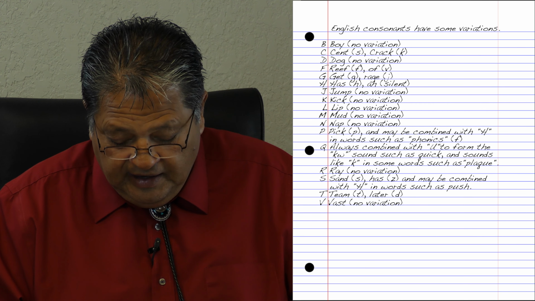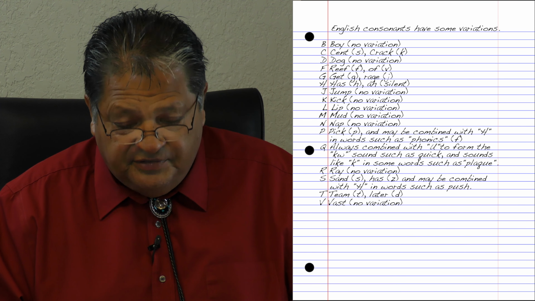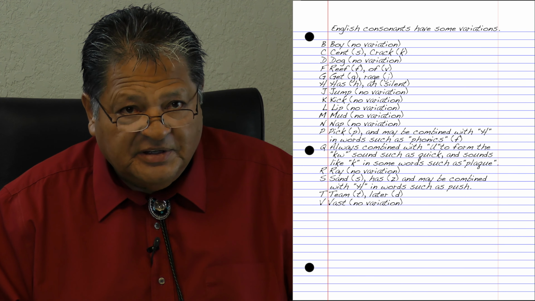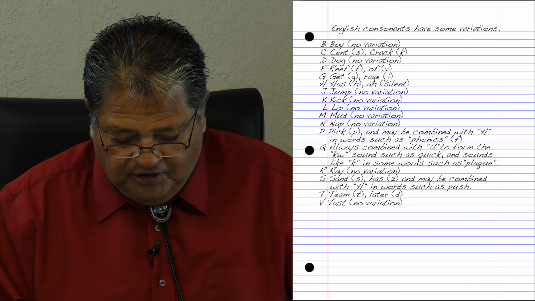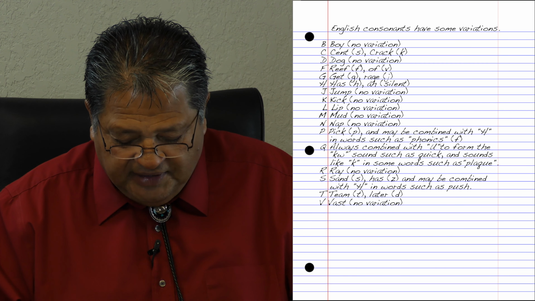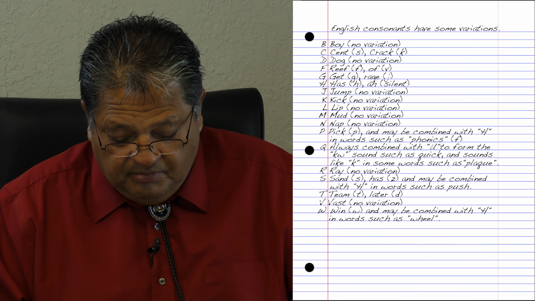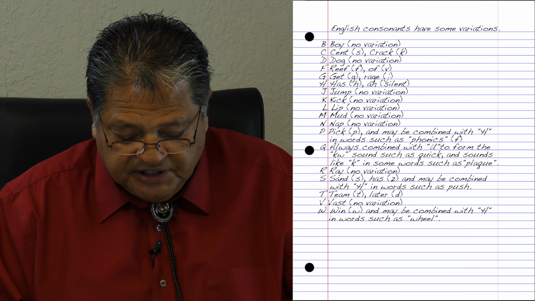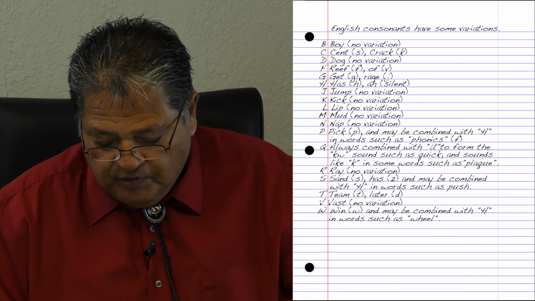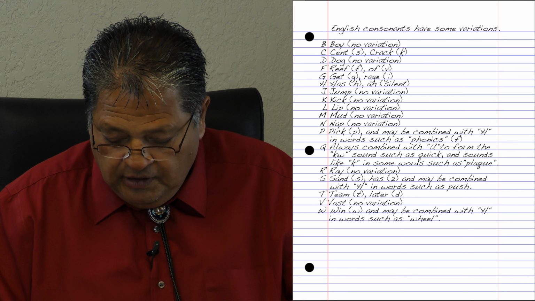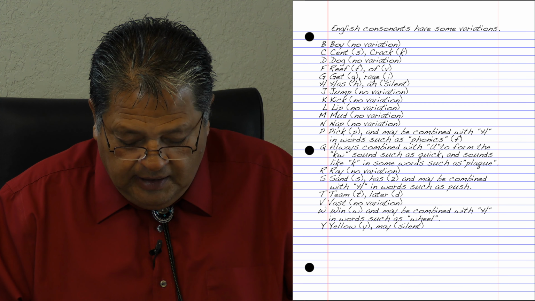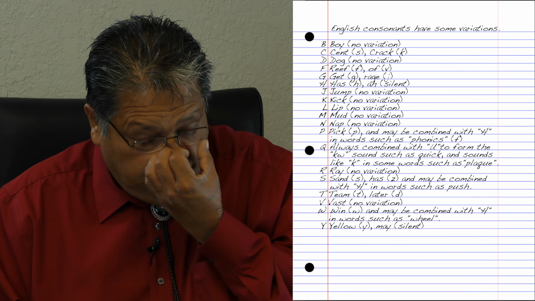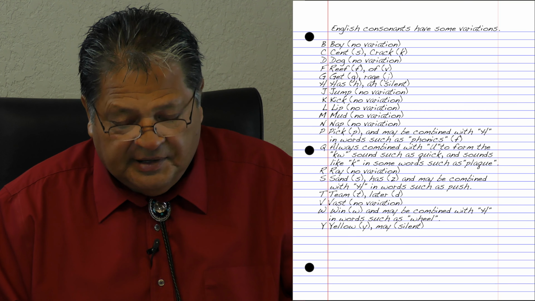The letter V has no variation. It always makes the V sound, such as in vast. Now you've got to remember, in the Muskogee alphabet, there is no letter V, because I'll explain that in a little bit. In English, W always makes the W sound, such as in win, but it may be combined with H in words such as wheel. The letter Y always makes the Y sound, such as in yellow, but sometimes it's used at the end of a word and it's silent, such as in May.